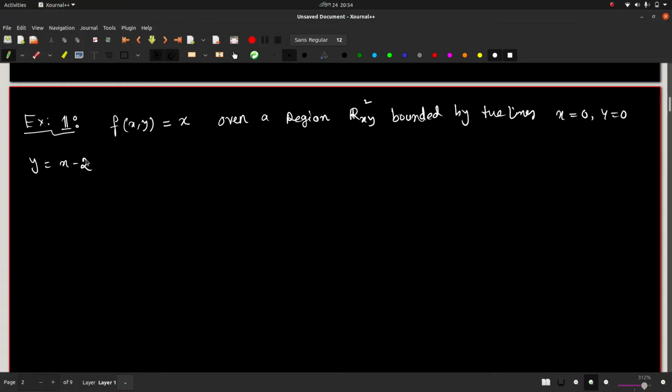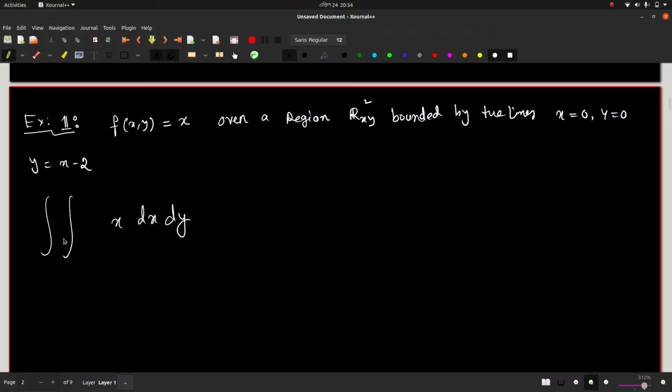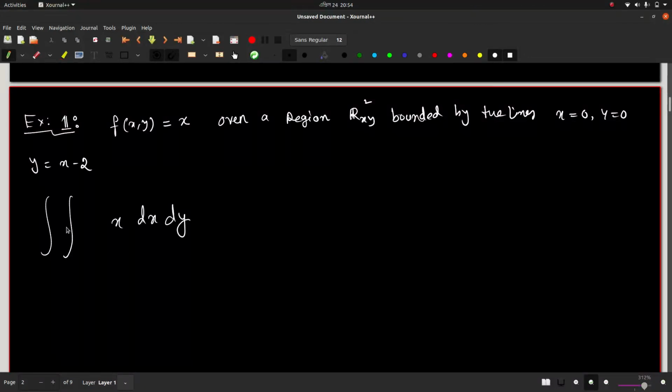Okay, and let's try to integrate this thing. This will look something like this, dx dy, and now we have to find out our limits. So let's say we want to integrate with respect to x first, and then with respect to y. So in this region you can see that if you want to integrate in terms of x first, then you have to solve for x from this equation over here, y equals x minus 2. So this will give you x equals y plus 2, right?